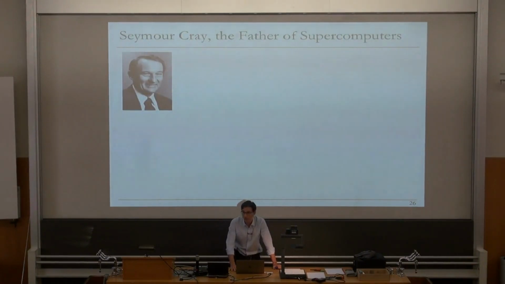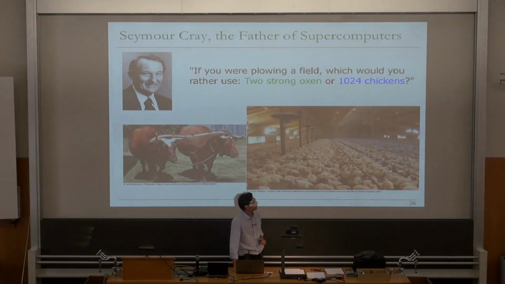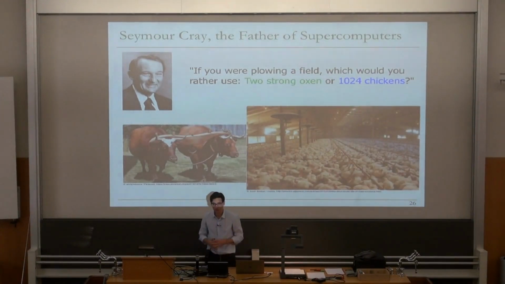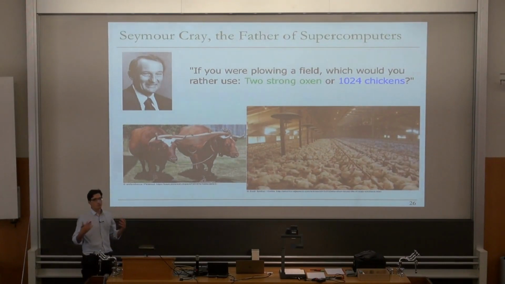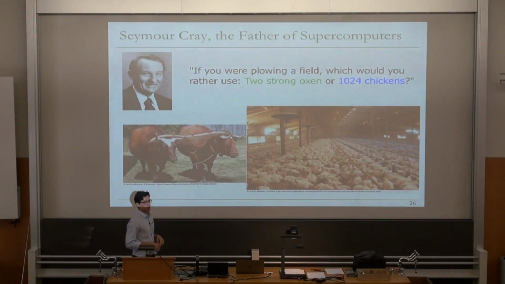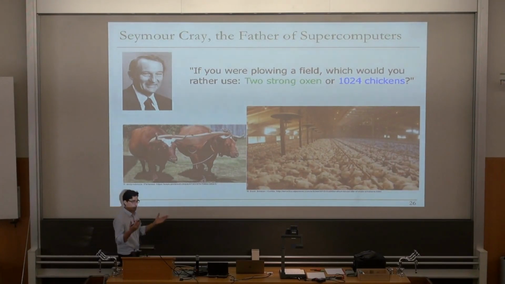And in this slide we have Seymour Cray, who's called the father of supercomputers. He said something like this: if you are plowing a field, which would you rather use, 2 strong oxen or 1024 chickens? Well, it depends on your computation, right? So if we are going to operate on many elements at the same time, probably we will go for the chickens, assuming that the computation that we need to do on the different data elements is completely independent.